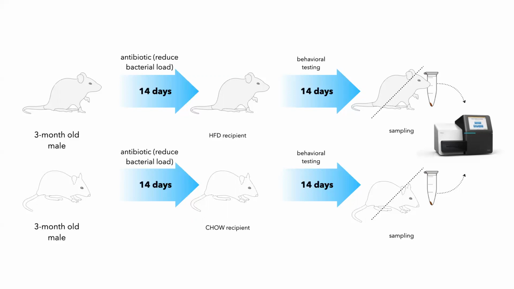So the 3-month-old male mice were given antibiotic to reduce bacterial load. They were separated into two groups. Samples taken. Well, the difference now will be not in the diet, but in the microbiome, right? So they got different types of microbiome, which was a product of different diets. But it's not like they were mice that were fed different diets, and so we can associate the behavior changes with diet. We're associating behavior changes with the difference in microbiome.